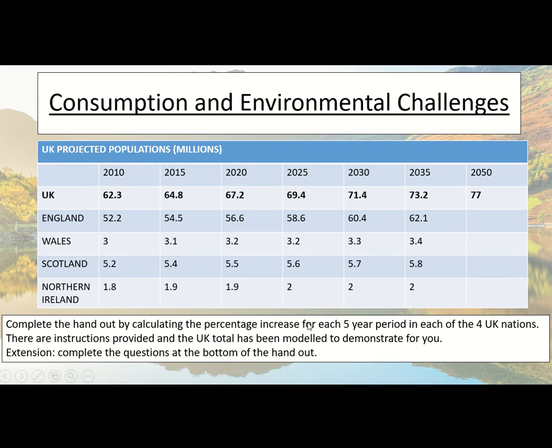calculate the percentage increase for each of the 5-year periods in the 4 UK nations. So what I mean is for England, Wales, Scotland and Northern Ireland, these are our UK nations, I would like you to try and calculate the percentage increase from 2010 to 2015, then from 2015 to 2020, then from 2020 to 2025, etc. So to see what the percentage increase is of each of those countries. Now what I hope to show by doing this is that we can see if the rate of increase is going up or going down. Okay, now that's quite an important distinction there.